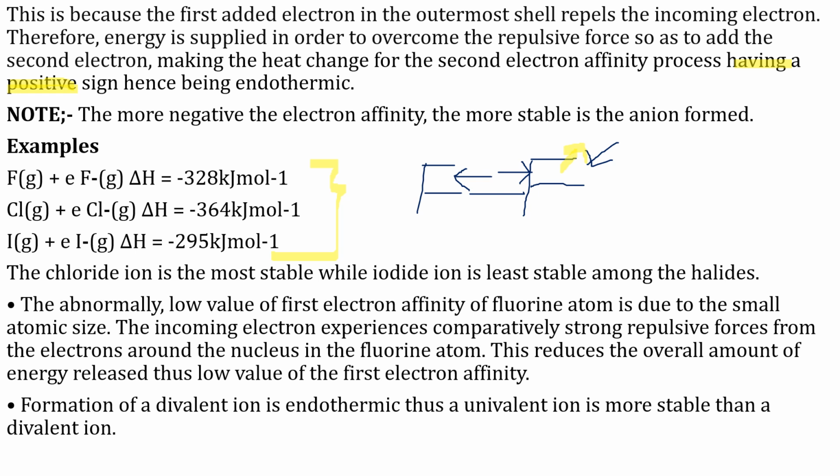And the second note, we are saying that formation of a divalent ion is endothermic. Thus, a univalent ion is more stable than a divalent ion. We have looked at this in the example of the oxygen atom, the explanation which is above.